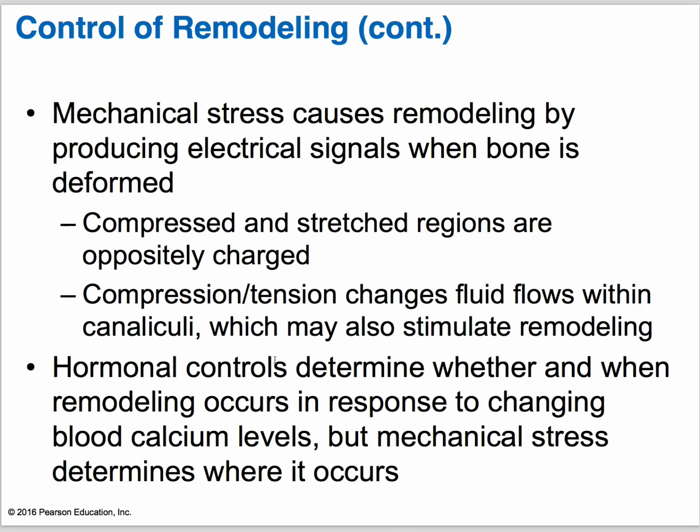So keep this in mind. Hormonal control is just going to say, all right, do we need remodeling to occur? Yes or no. Mechanical stress is going to say, you need it over here on this spot, or you need it over there on that spot. This spot needs to be remodeled much more than some other spot because there's a lot more stress over here. This part of the bone is being used a lot more than some other part of the bone.